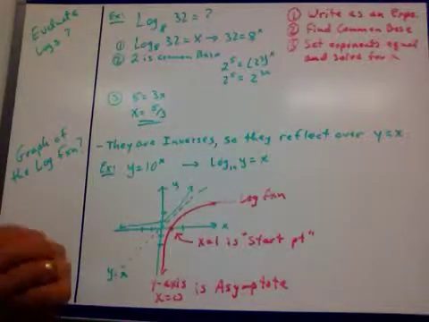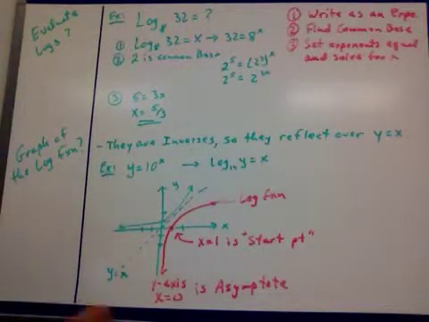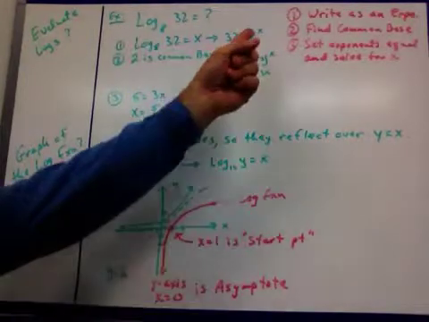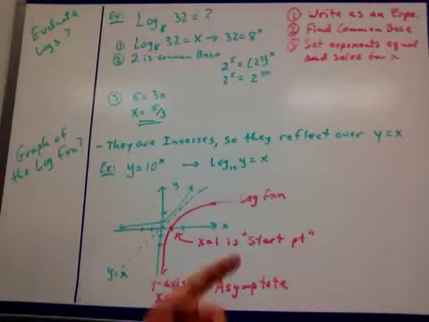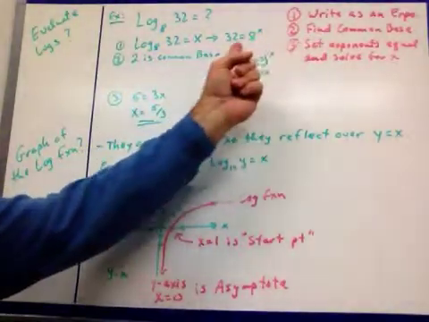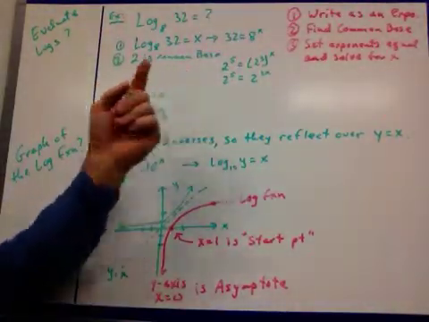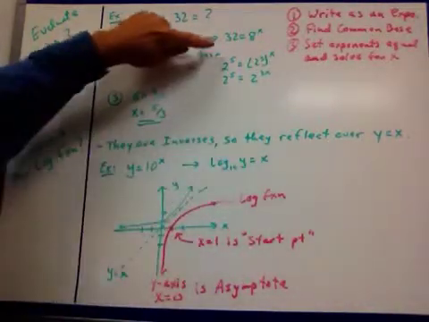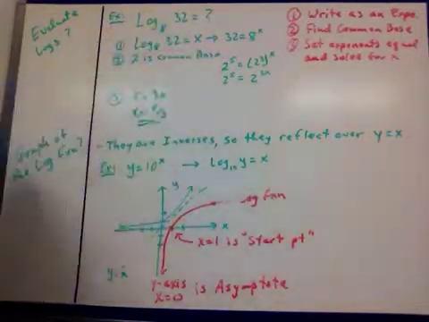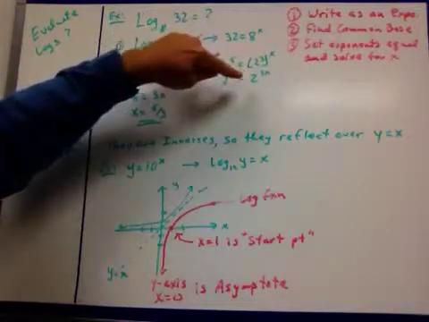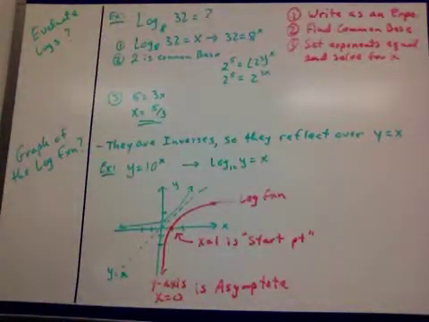Now, 8 to the first power is 8. 8 squared is 64. We're already past 32. So some fraction between 1 and 2 is my exponent. How do I find it? Well, what you want to do next, once you write an exponential form, is find a common base between these two. In our case here, 2 is that common base. I can write 32 as 2 to the 5th power, because 2 to the 5th power is 32. 8 is 2 to the 3rd power, and then it's raised to the x power.